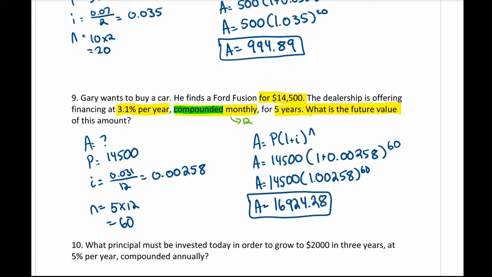So it tells us we're looking for the future value. So that's our A value that we're looking for. The P again was how much the car was worth. The I and the N we can get from using the rate, the compound number, and then for N, it's the number of years and the compound number. Plugging that into our formula, we should then work our way through to get that in the end, the final amount of this loan is going to be $16,924.28.